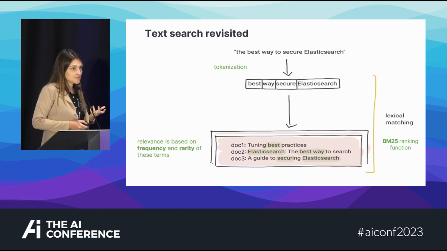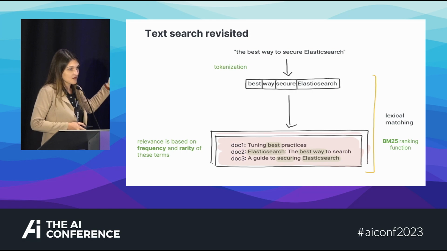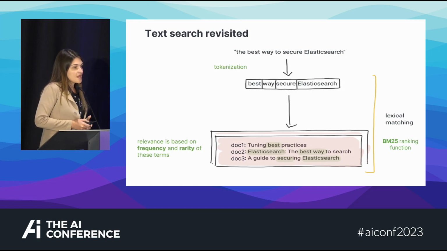We use the BM25 ranking function, which is a formula basically. And how it works, well, it will measure the relevance based on the frequency of these terms that you just saw and the rarity of the terms that you have considering all of your documents.